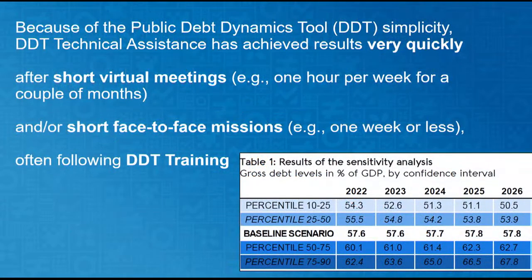Because of the DDT simplicity, we have been able to achieve good results with technical assistance very quickly. So for example, we have done only short virtual meetings of, for example, 1 hour per week for a couple of months. And we have also done very short face-to-face missions of 1 week or less. These technical assistance missions often follow DDT training.